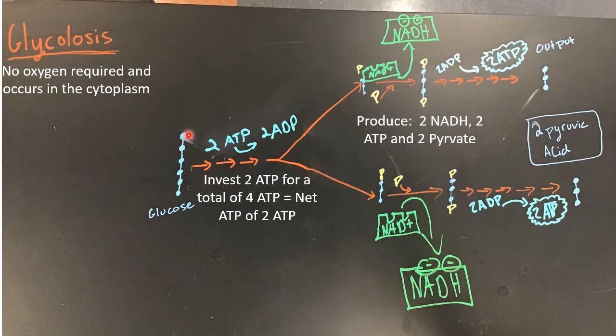But as you can see, we invest 2 ATP at the beginning in order to break down glucose. So our net total of ATPs produced is going to be 2. All in all, our production during glycolysis is 2 NADH molecules, which we use in the electron transport chain, 2 ATP molecules, which we use for cellular energy, and then 2 pyruvates, or 2 pyruvic acid molecules, which will then go into our bridge reaction next.